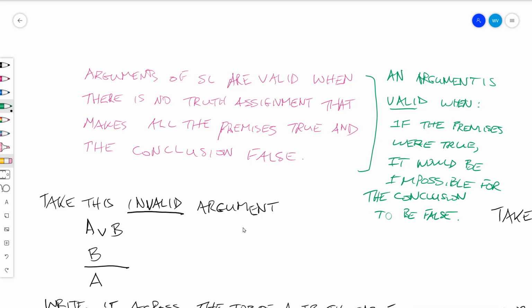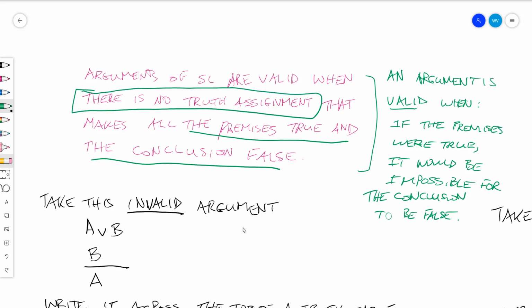Compare that definition in green with the way we test arguments with truth tables for validity. So an argument is valid when, if the premises were true, it would be impossible for the conclusion to be false. Arguments of SL are valid when there is no truth assignment that makes all the premises true and the conclusion false. So we're still talking about this condition, right? The premises true and the conclusion false. And when we say that there is no truth assignment that makes all the premises true and the conclusion false, what we mean is that it's impossible for the premises to be true at the same time the conclusion is false.